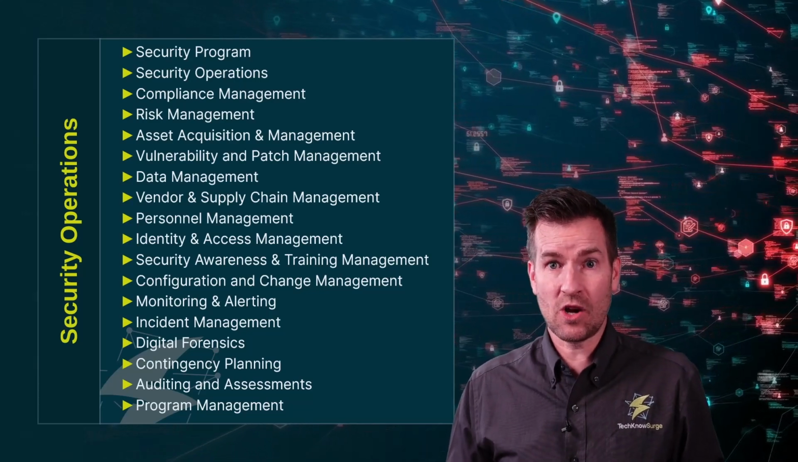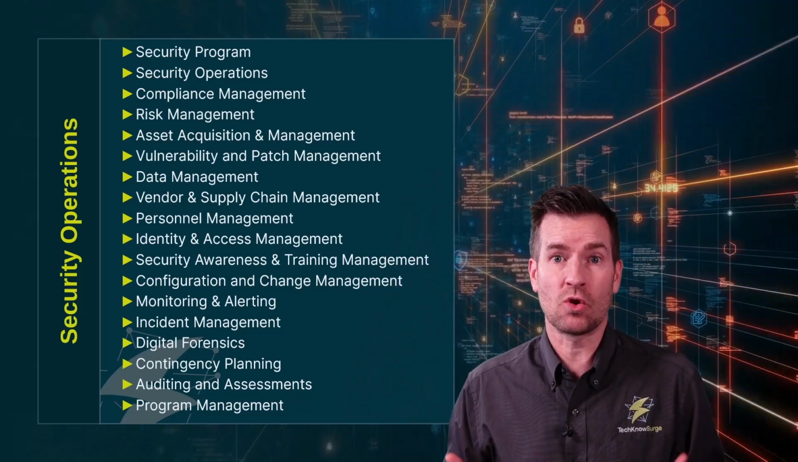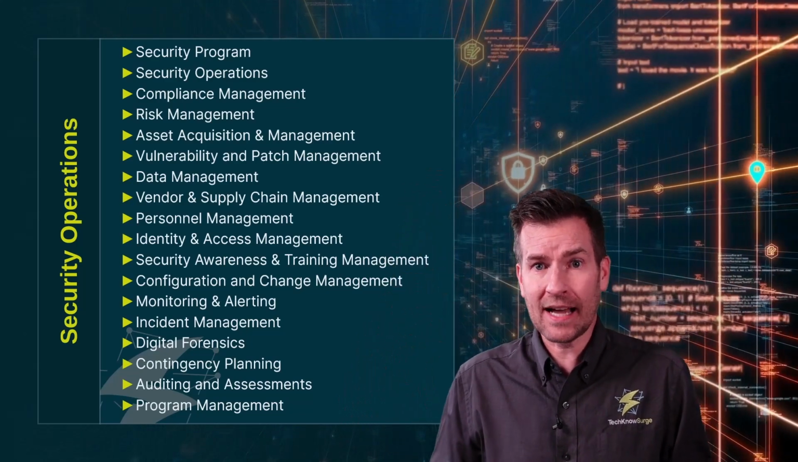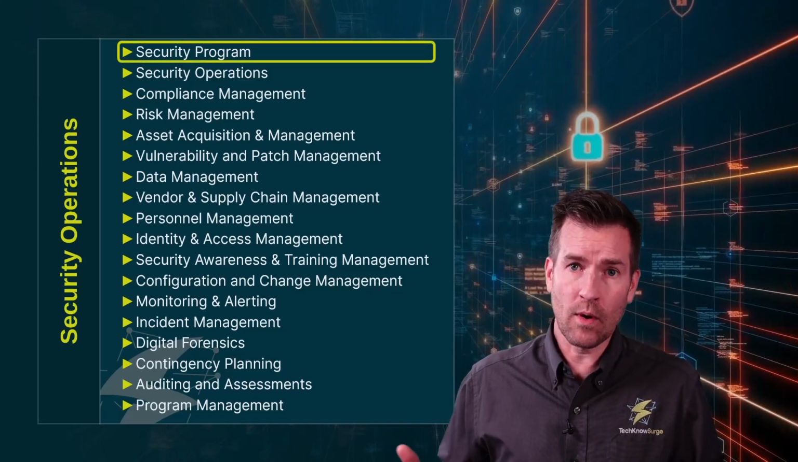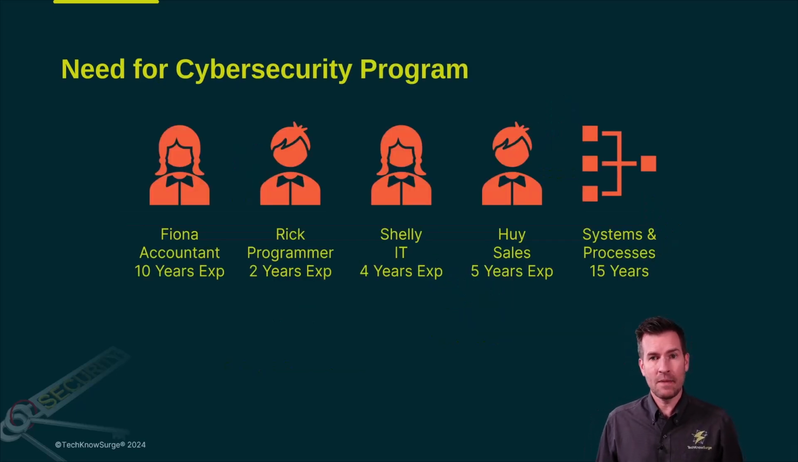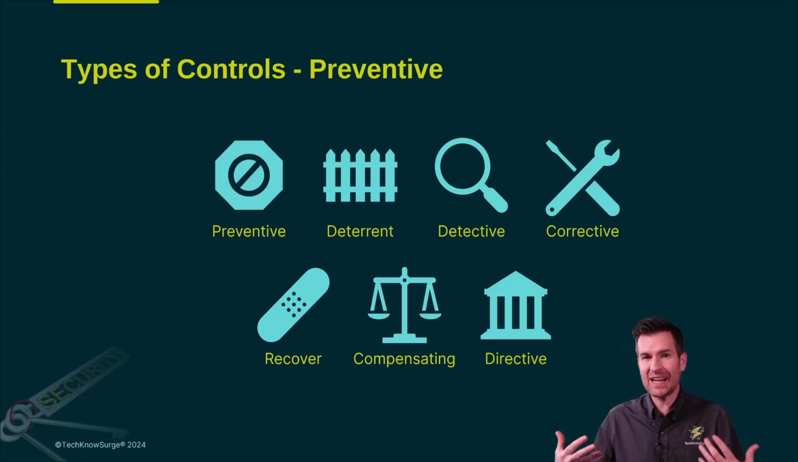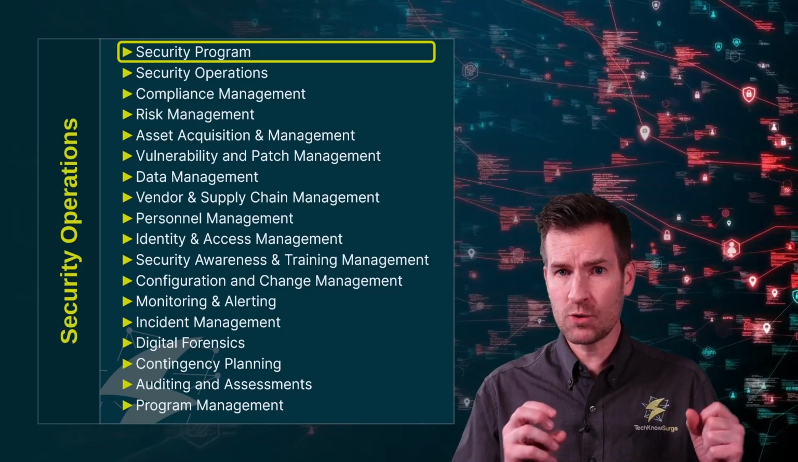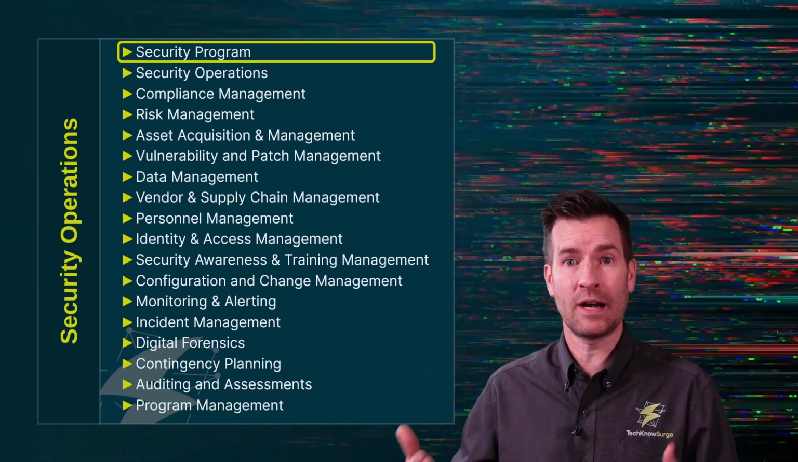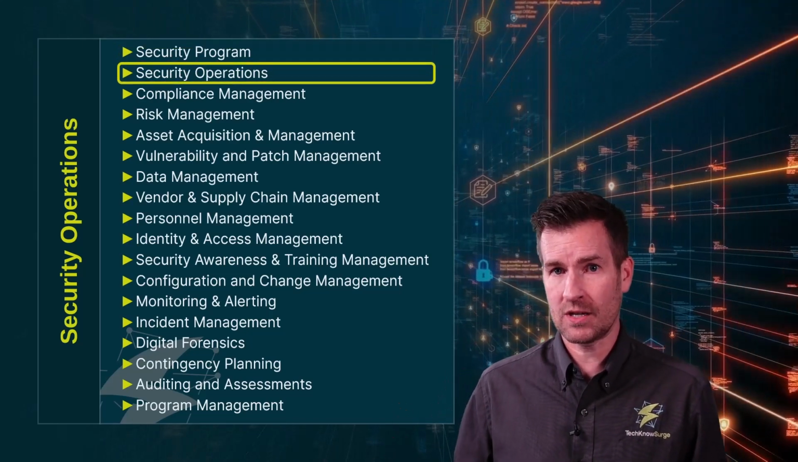So what this course is going to do is take a comprehensive look into what all of these operations look like. We're going to start out just talking about a security program and what a security program is. We're going to get into what makes up a security program, the need for a security program, and also what goes into developing a security program and how we create these controls to mitigate risk. And the idea of a security program is really to develop secure operations. So then we're going to get into security operations and what security operations look like.